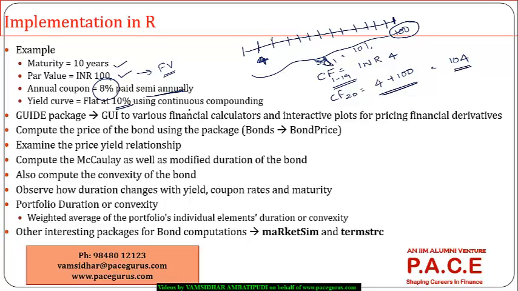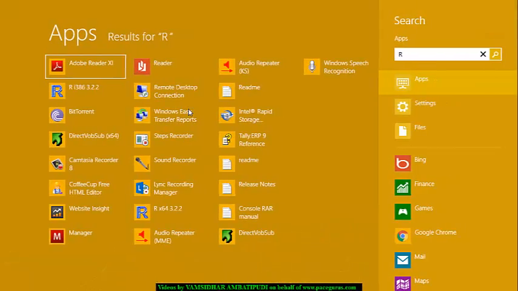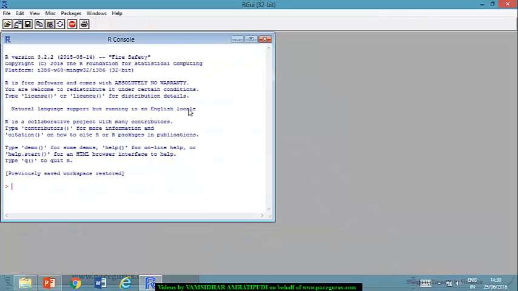Now, for this kind of bond, I really want to do various calculations. These are the typical aspects of any bond. If I want to assess the various things that I can do with this particular bond, I'll take the help of the GUIDE package of R, which is nothing but a GUI for derivatives in R. So let me open R.